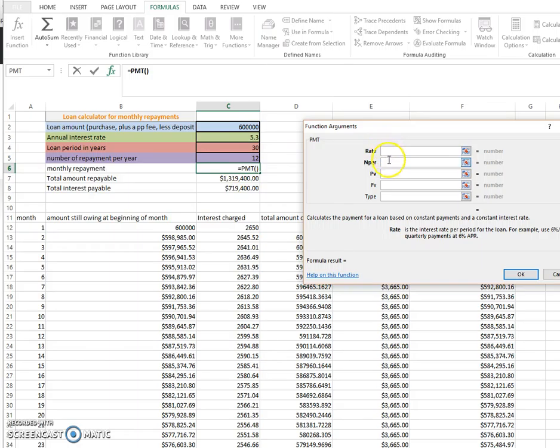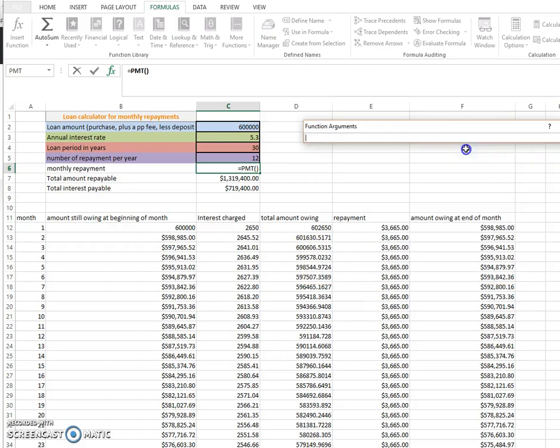Now you enter all the information that the function needs to make its calculation. The first thing it wants to know is what is the interest rate, and see how it explains down the bottom here. Rate is the interest rate per period for the loan. For example, 6% divided by 4 gives quarterly payments at 6% per annum. Now, what's our interest rate? 5.3. Now we do not enter 5.3. All we do is we simply click on this little box over on the side here, and then click on this cell.